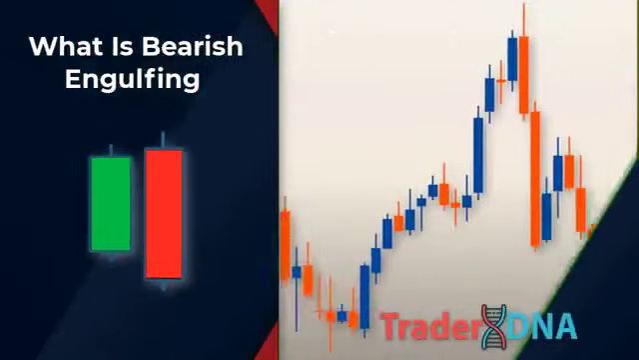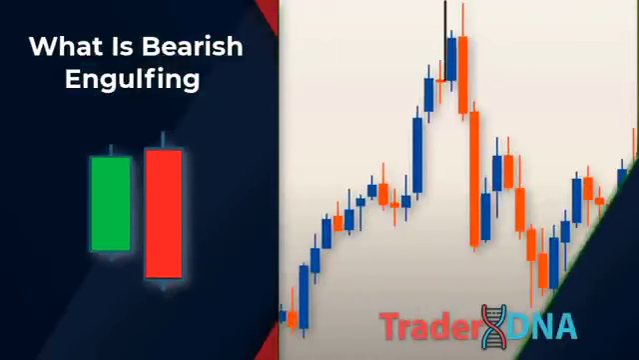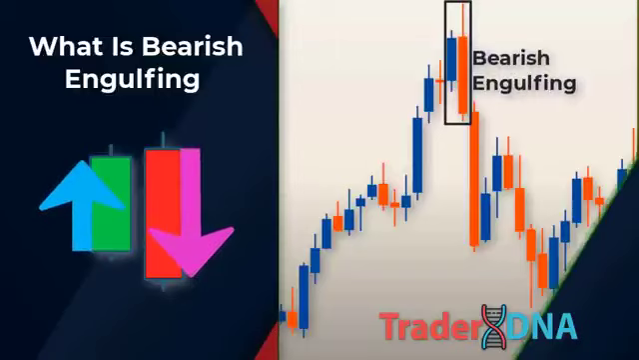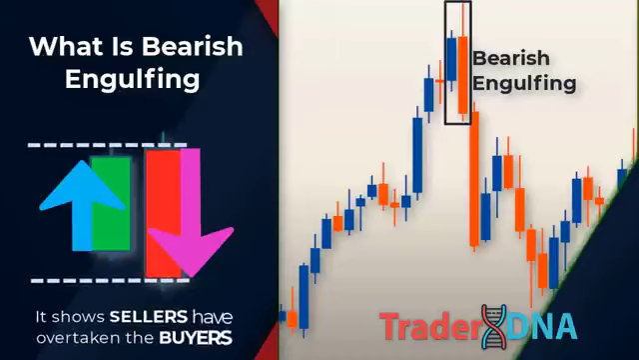Bearish engulfing candlestick pattern. The bearish engulfing pattern is a technical chart pattern that signals lower prices to come. The pattern consists of an up candlestick followed by a large down candlestick that eclipses or engulfs the smaller up candle. The pattern can be important because it shows sellers have overtaken the buyers and are pushing the price more aggressively down than the buyers were able to push it up.